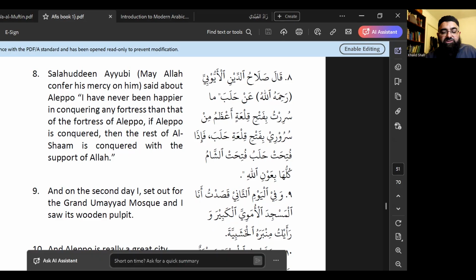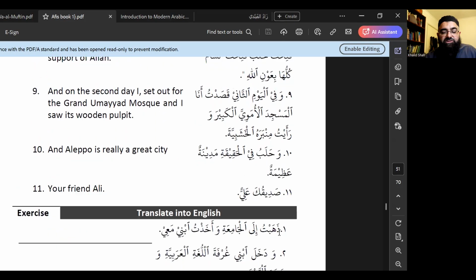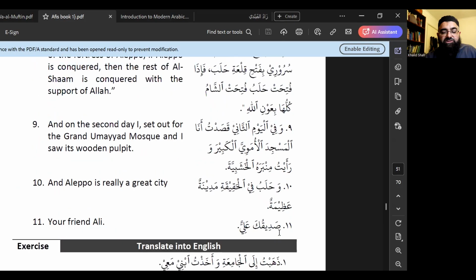ورأيت منبره الخشبية. And I saw its pulpit, mimbar, where you get the Jummah khutbah, the speech, from the raised platform. Al-Khashabiyya, wooden. I saw its wooden mimbar, pulpit.